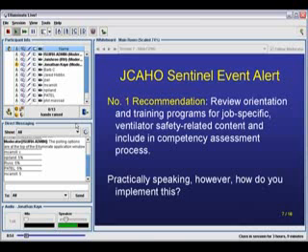So what did JCAHO actually say to do about this? They basically said that the department should review orientation and training programs for job-specific ventilator safety-related content and include it in the competency assessment process. So it really sounded nice. They've got a lot of words there. It seems like the right length for a sentence. But what does it really say? How do you actually implement this? It really doesn't give any clues about how a department would carry out this type of competency assessment or increase their training programs.